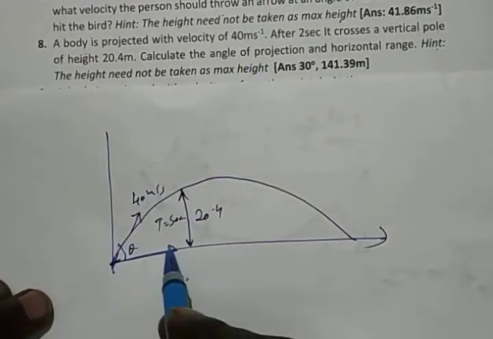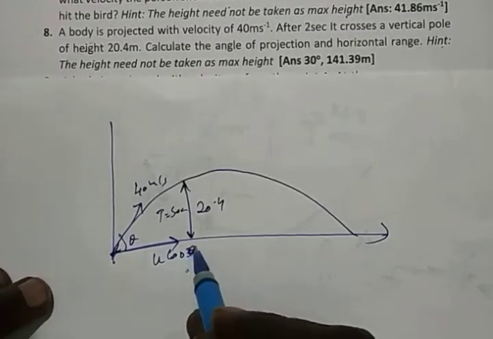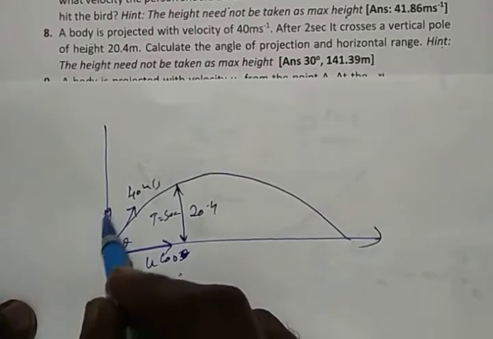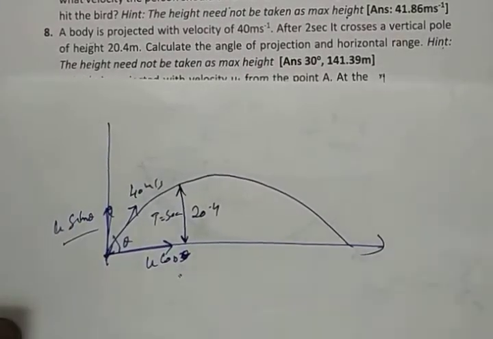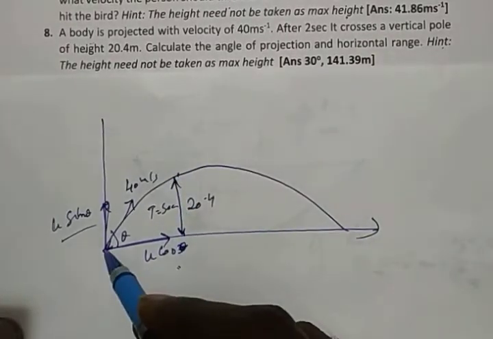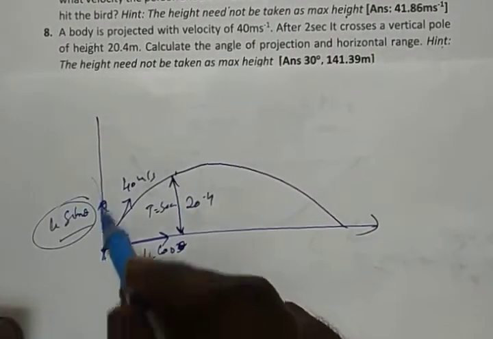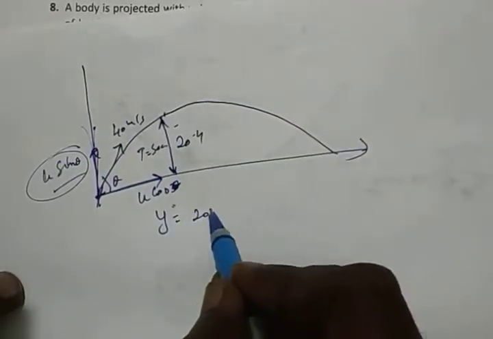So you can take this as u cos theta, and here it's going to be u sin theta. So you have a u sin theta, u cos theta. Now if it has to go from here to here, the u sin theta component will take it here. So the y is the value of 20.4.